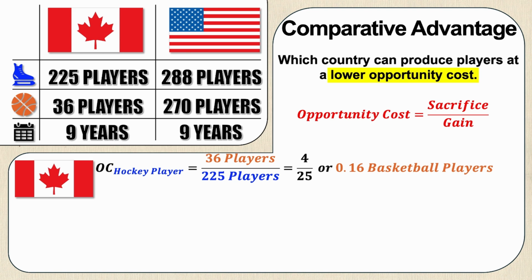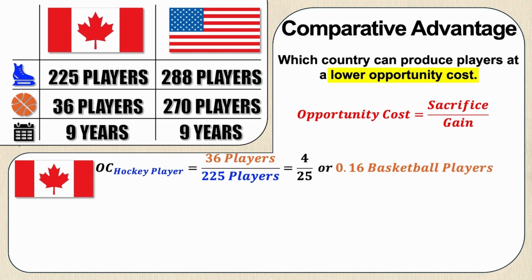So the cost or the sacrifice to produce hockey players is basketball players, because if they're producing hockey players, then they must be giving up the production, or the training, of basketball players. So Canada gives up 36 basketball players in order to produce 225 hockey players. If I reduce my fraction, I get 4 over 25, or 0.16 basketball players.